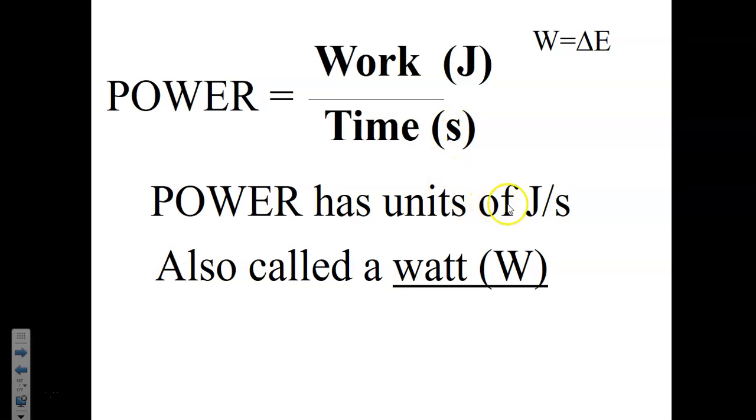And so therefore power will have units of joules per second, which is also nicknamed a watt, which the symbol for is a capital W. And also, since work is also equal to the change in energy, power is also equal to the change in energy over time. So keep that in mind. And what a watt really works out to in terms of base units is kilogram meter squared per second cubed.